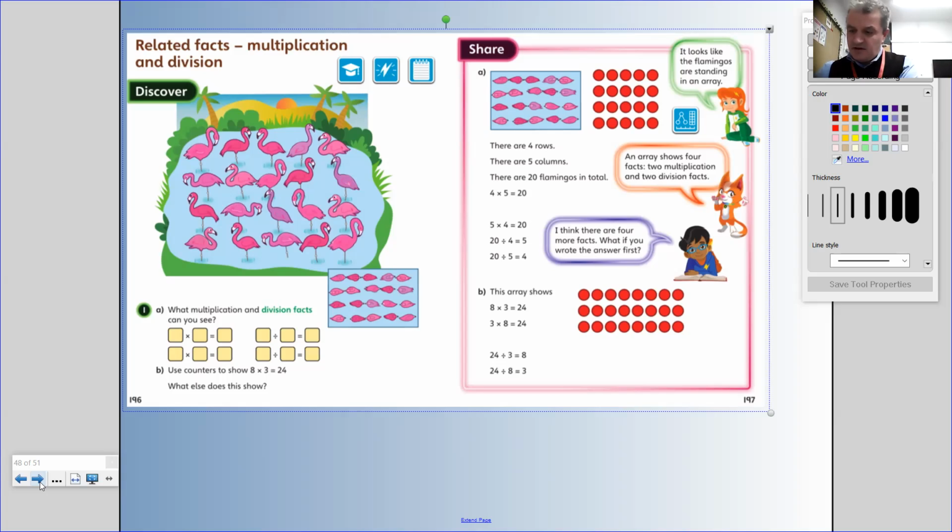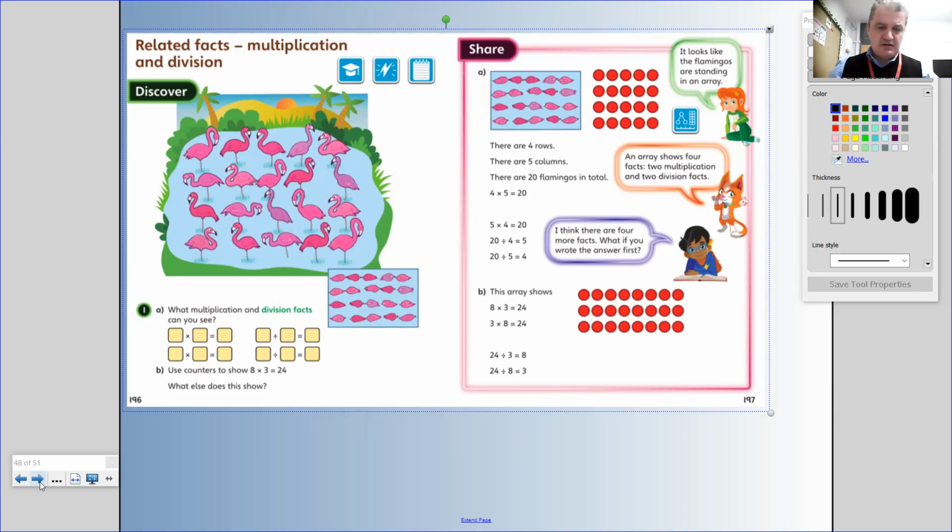Does anyone know why flamingos are pink? It's because of the diet they eat. They eat shrimp and small algae, which often contain carotenoids, which when digested turn into a pink pigment. Like when you cook an uncooked prawn, that's why it goes pink. Apparently, just a bit of a fact.